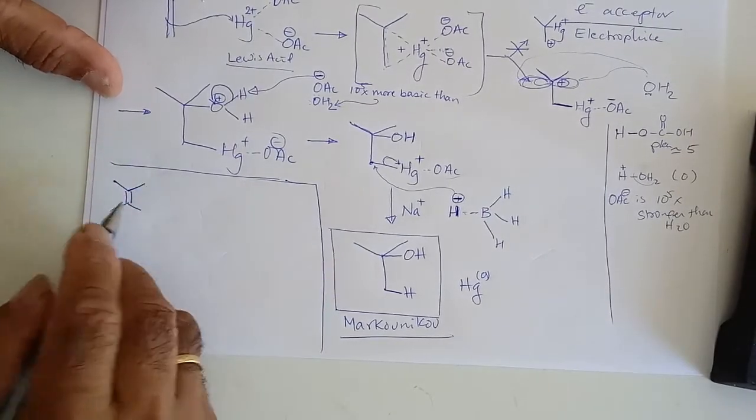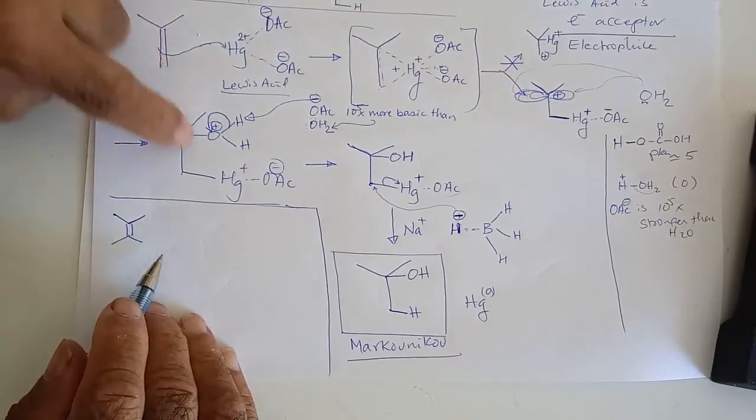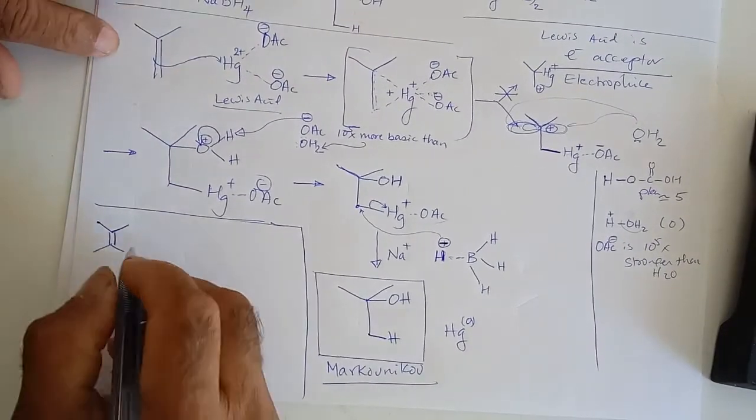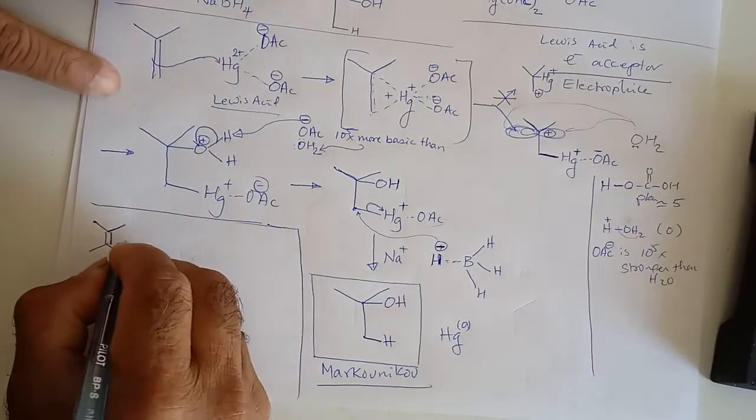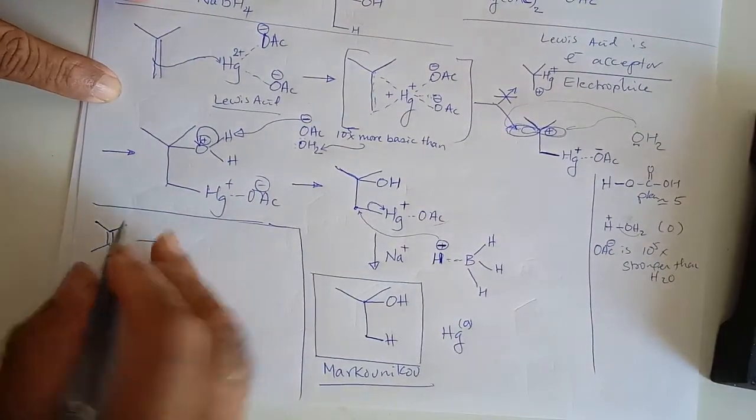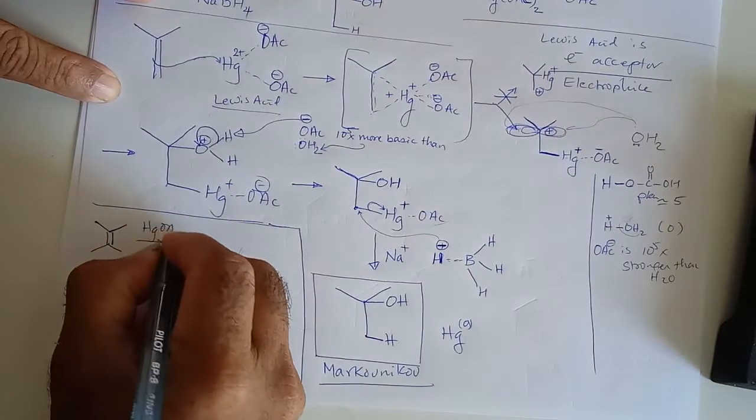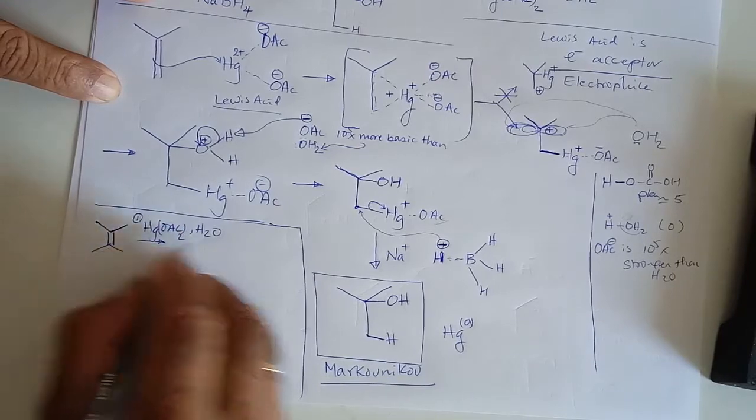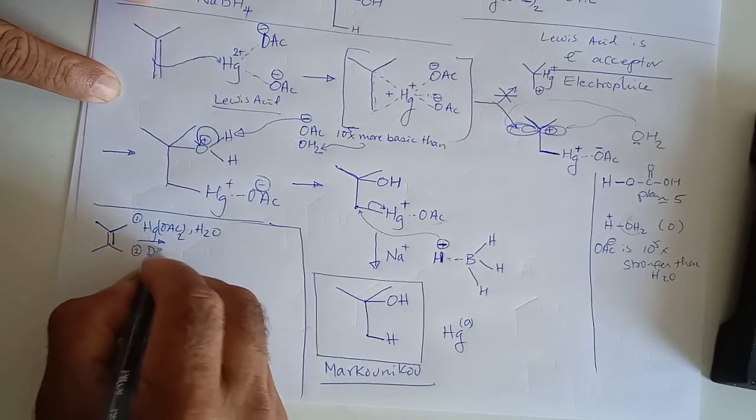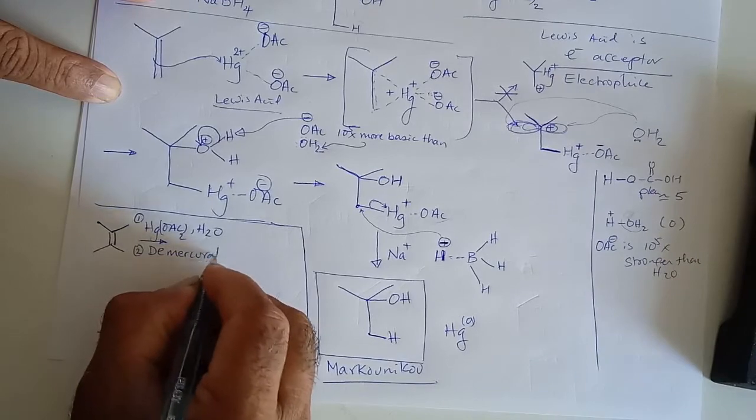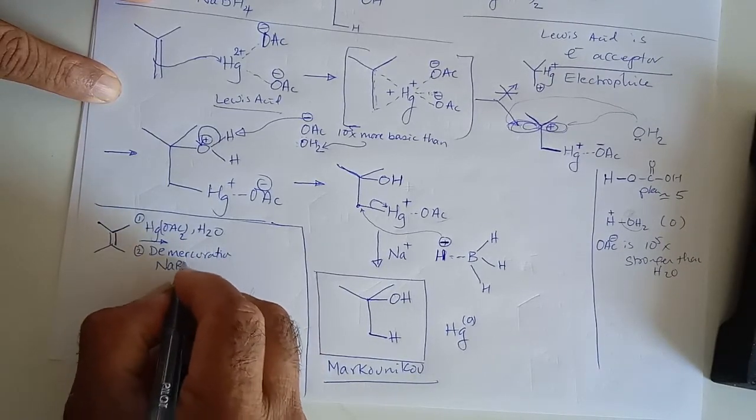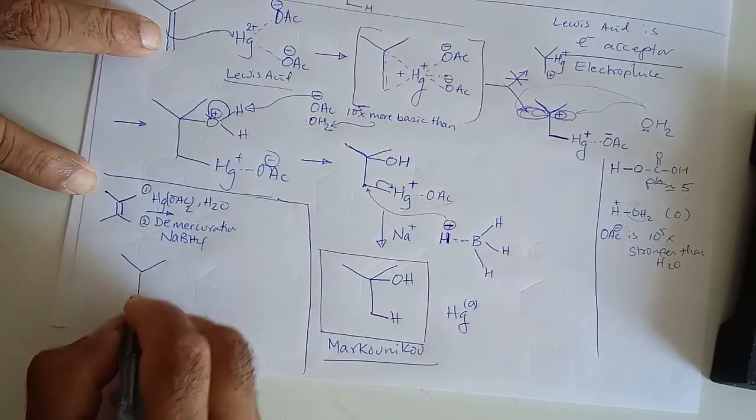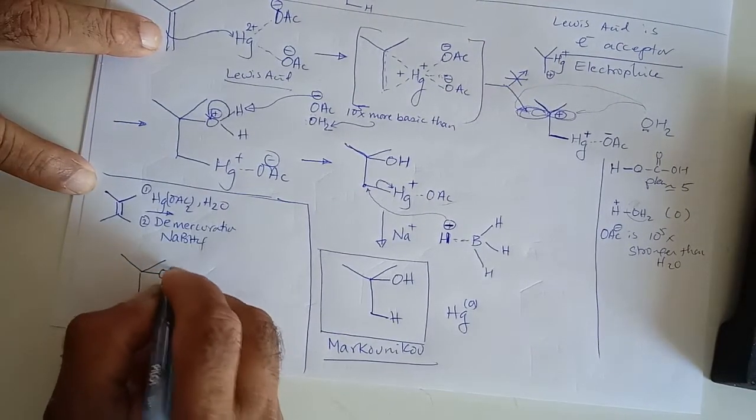Now this is a symmetrical alkene. Even though I'm taking an unsymmetrical alkene to display the importance of regioselectivity, even if I take a symmetrical alkene, this reaction will give you a product. Only thing is, this is called oxymercuration. The second step is called demercuration, which is using sodium borohydride. The product in this case will be pretty much the same. There will be OH added here.